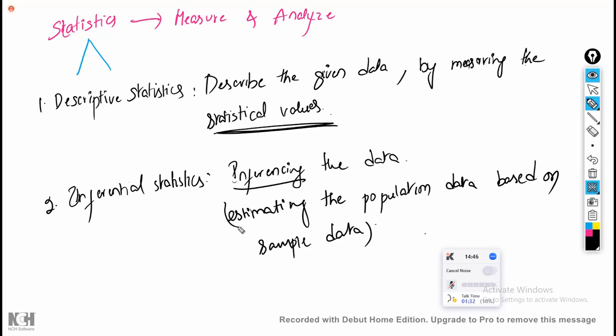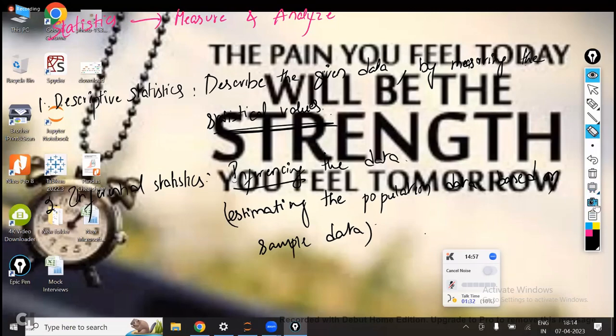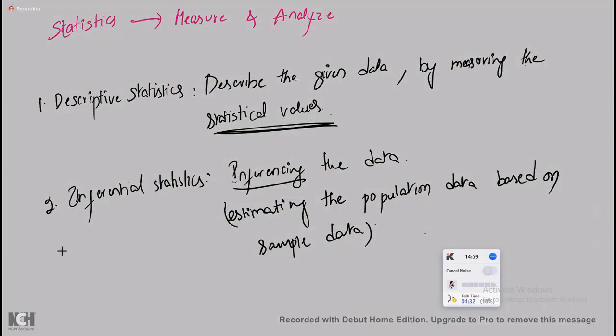Now your question is, what is population data and what is sample data? Let us see what is meant by sample data and what is meant by population data. This is the first one, so I'm just saving this one.